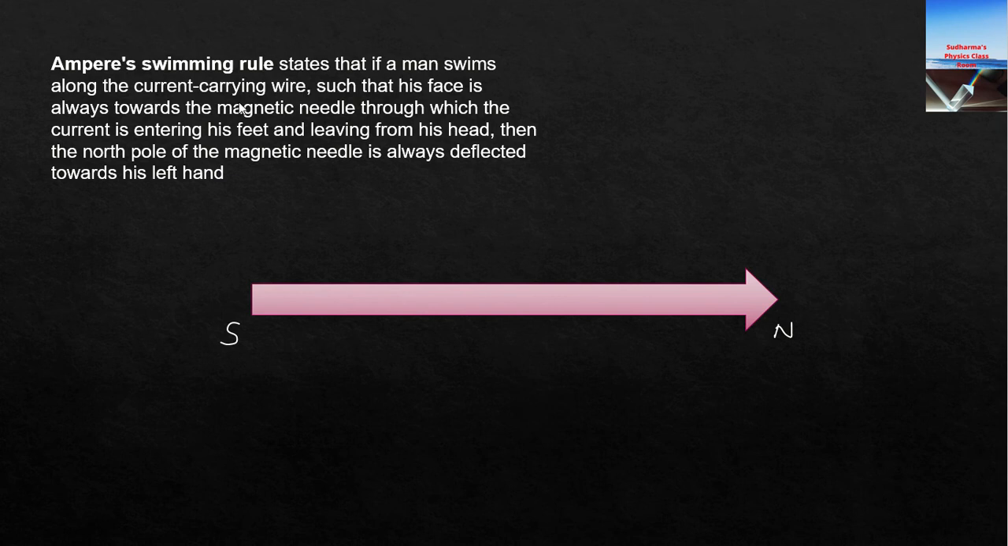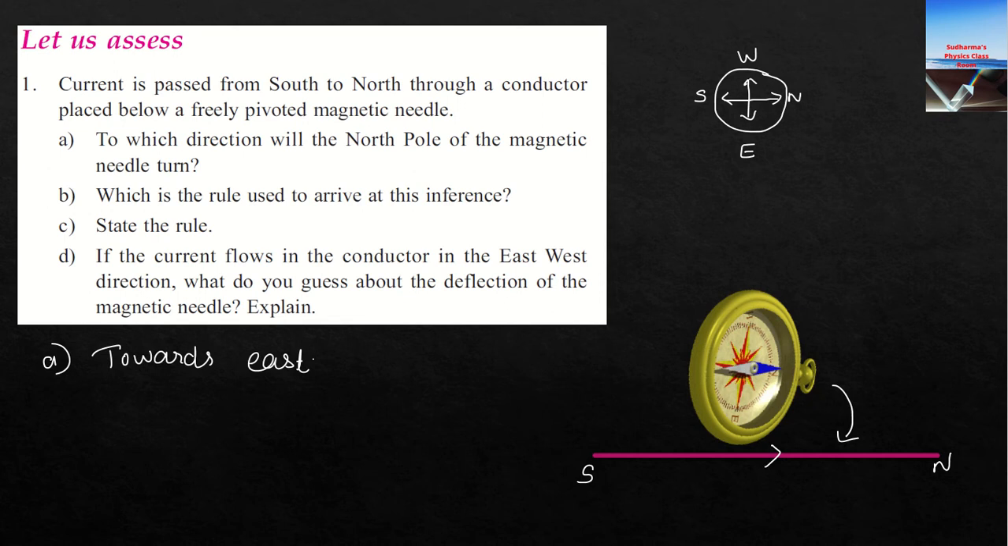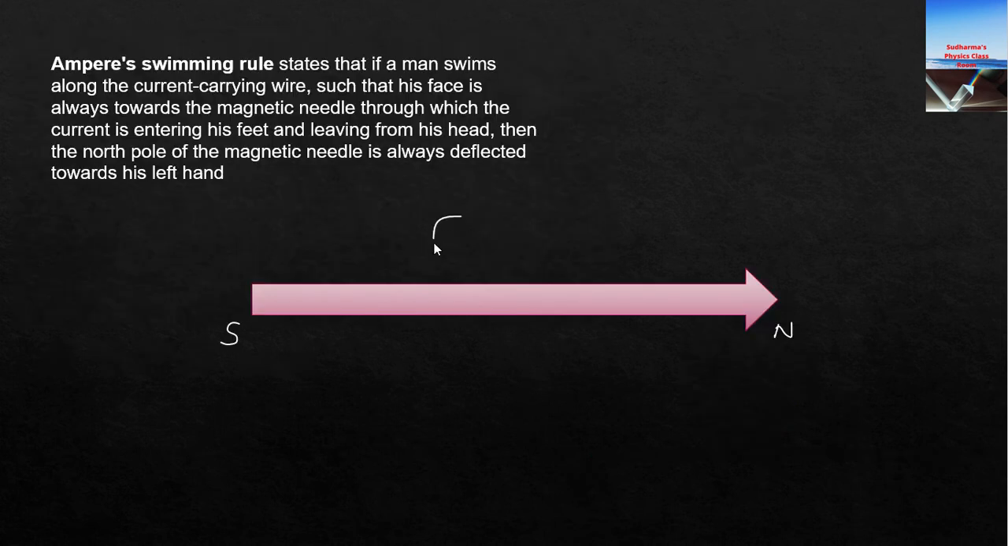Whenever we apply Ampere's swimming rule, the person has to swim in the direction of current. Now the two situations we can face are that the compass needle is either above the wire or below the wire. Going back to this question, the conductor is placed below a freely pivoted magnetic needle. So when we keep the conductor below the compass needle, we have to keep the face of the swimmer upward.